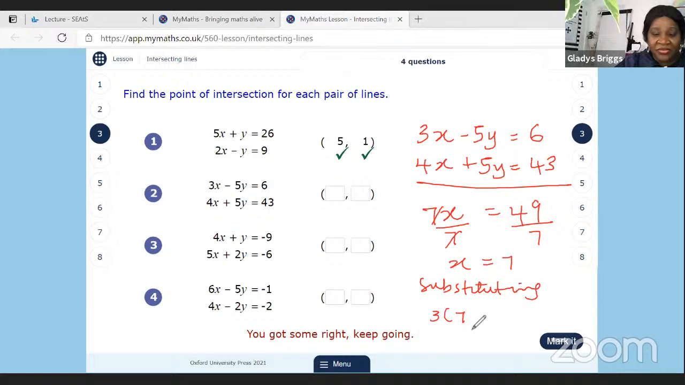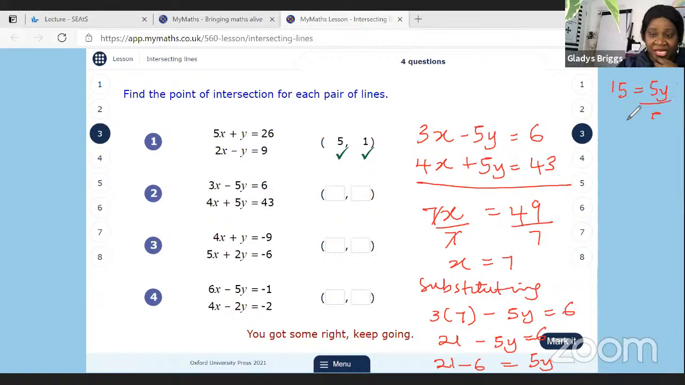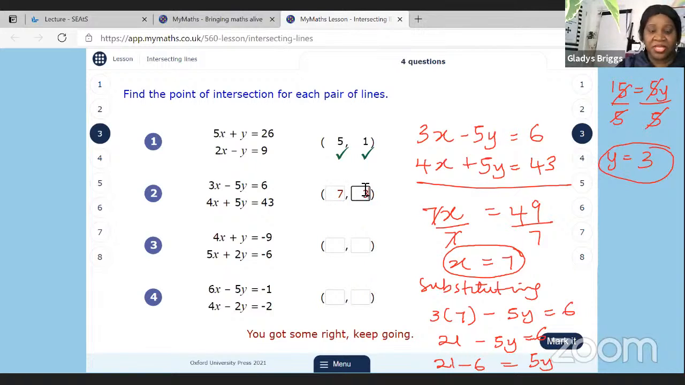3 times 7 minus 5y is equal to 6. 3 times 7 is 21, minus 5y is equal to 6. 21 minus 6 is equal to 5y. What's 21 minus 6? 15. It's equal to 5y. Divide both sides by 5 and y equals 3. Okay, so we got x equals 7 and y equals 3. Let's try them out and see. 7, 3. Mark it. Yes.